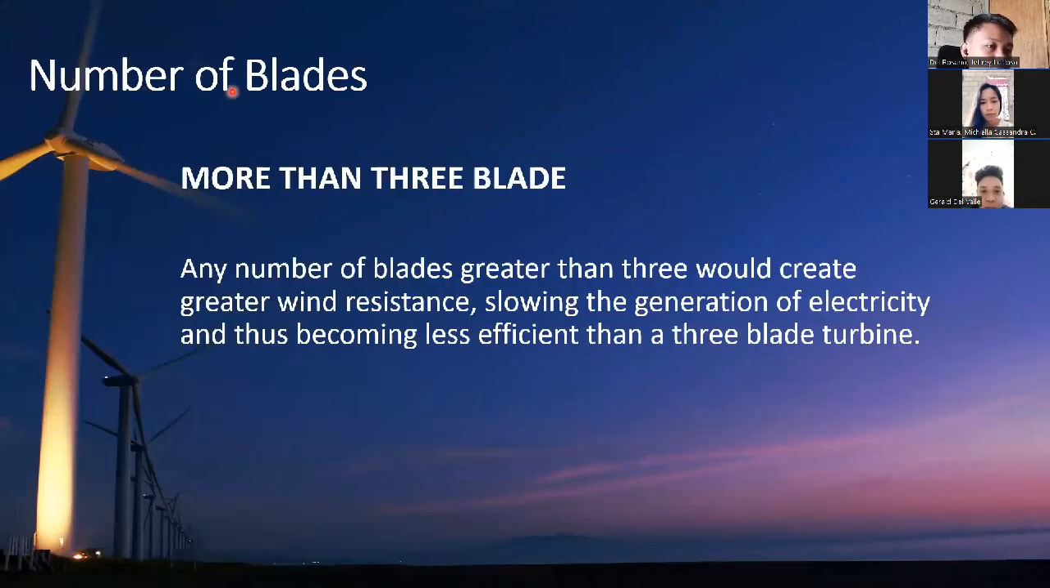So, more than three blades. Any number of blades greater than three will create greater wind resistance. So when it has many blades, it resists the wind more, slowing the generation of electricity and thus becoming less efficient than a three-blade turbine.